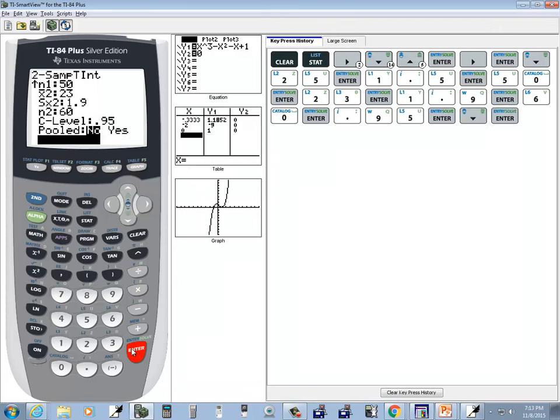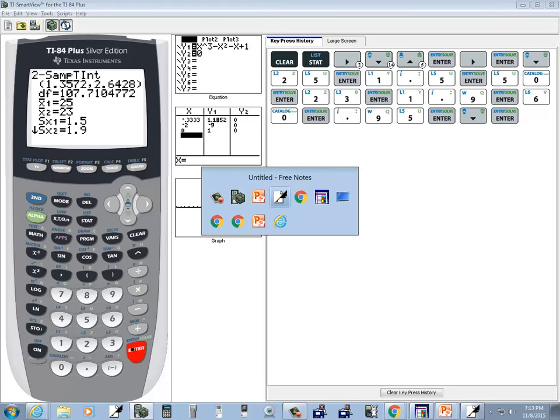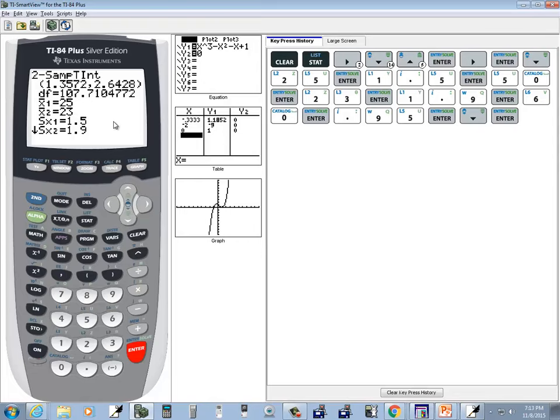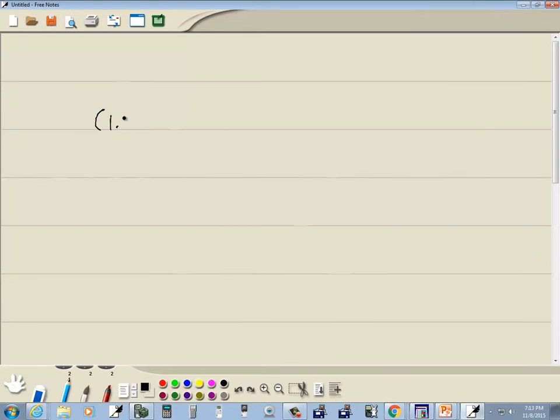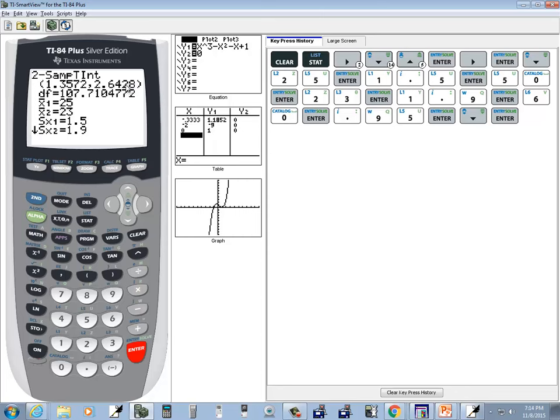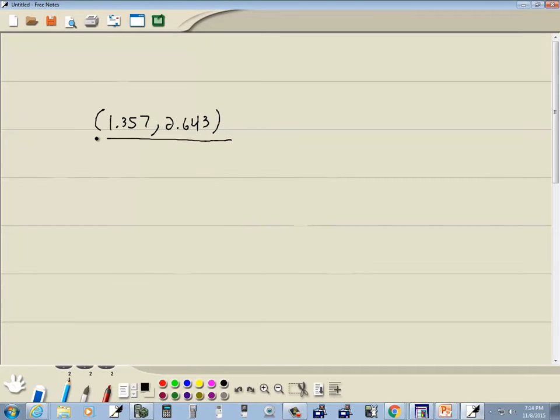Then I come down to calculate. And we're going to round this to 3 decimal places. So we got 1.357, comma, 2.643. Now the reason why that's 3 is because this is 5 or greater, so I round up. That becomes a 0.643. Over here, this was less than 5, so I rounded down and it just stayed the 1.357. But that would be our answer.